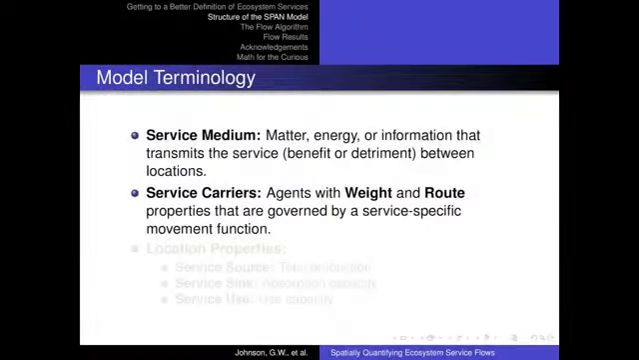Awesome. So review of the terminology. The service medium is the amount of energy information that transmits the service, benefit or detriment, between locations. We model them using network flow and agent-based models. So this means that I take some water, or take some bees, or take some fire or something, and I create little guys, little entities, which have a weight and a route value. So the weight is like a little bucket holding some fire or some water or something like that. And then they run around the landscape following their flow algorithm. They try to dump it onto users while the sinks try to suck it up while they run across them. So we simulate it with a bunch of little moving guys on the landscape.